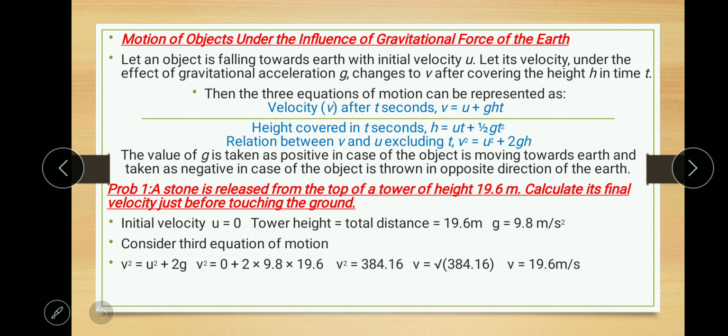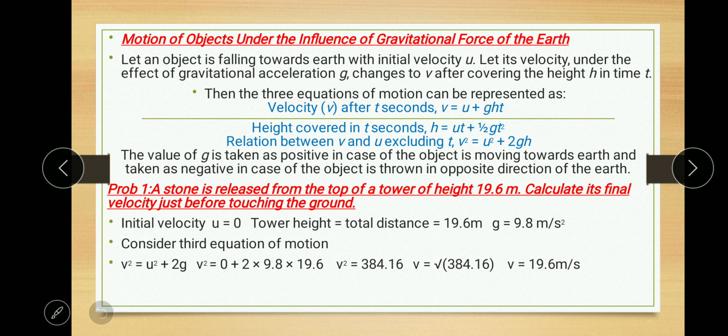Height covered in t seconds: h is equal to ut plus half gt square. Relation between v and u: v square is equal to u square plus 2gh. The value of g is taken as positive when the object is moving towards the earth, and taken as negative when the object is thrown in the opposite direction of the earth. So if the object is falling to the ground, g is positive. If the object is thrown to the sky, then g will be negative.